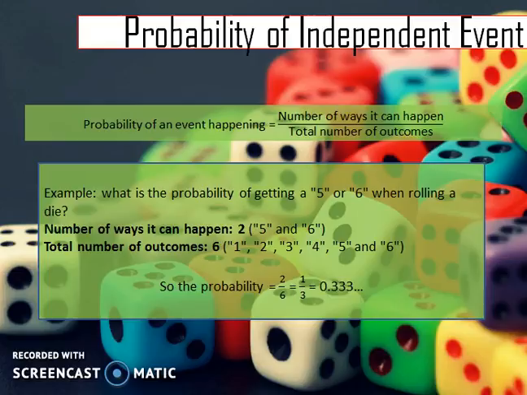Here is an example of independent events. What is the probability of getting a 5 or 6 when rolling a die? We have to figure out the number of ways it can happen, and then we have to estimate the total number of outcomes. So the probability is the number of ways it can happen divided by the total number of outcomes.